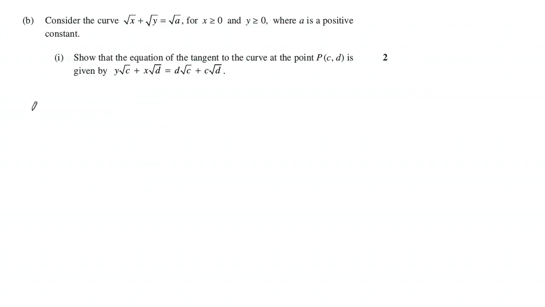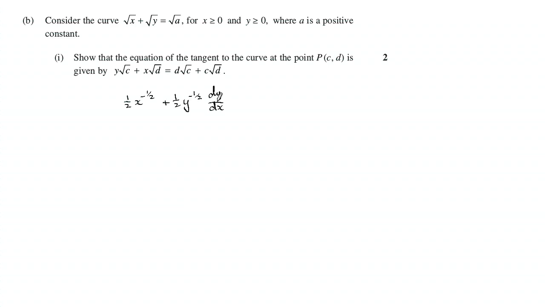Part B. So we need to find dy by dx. The easiest way to do this with this sort of equation is to use implicit differentiation, which just means that we differentiate both sides of the equation with respect to x. So this is x to the half. If you differentiate that with respect to x, you get half x to the minus half. Now this one, if you differentiate that with respect to x, then by the chain rule, you get half y to the minus half times dy by dx.